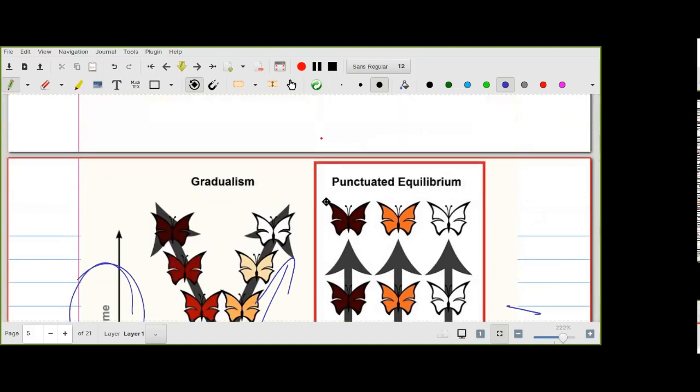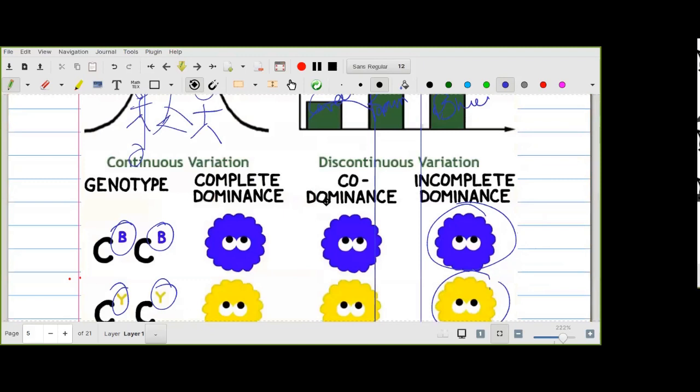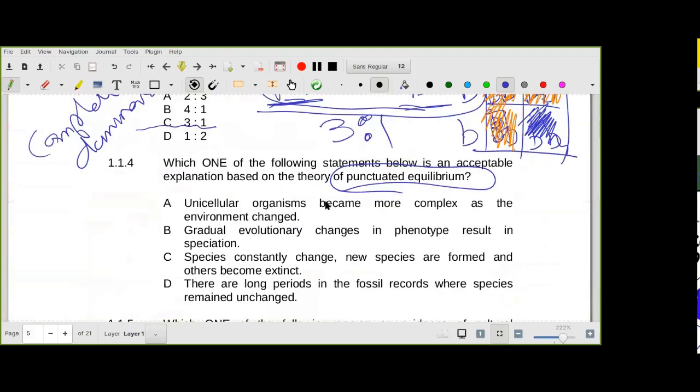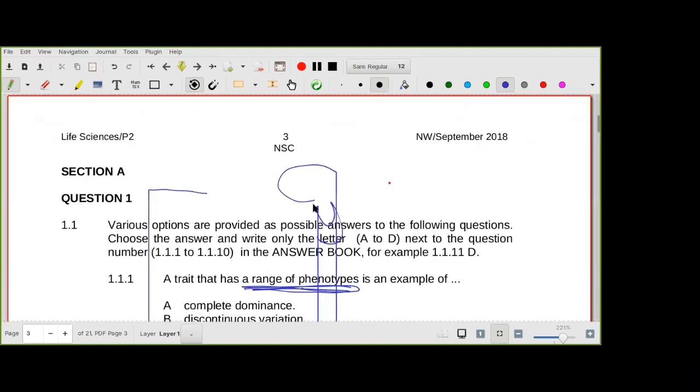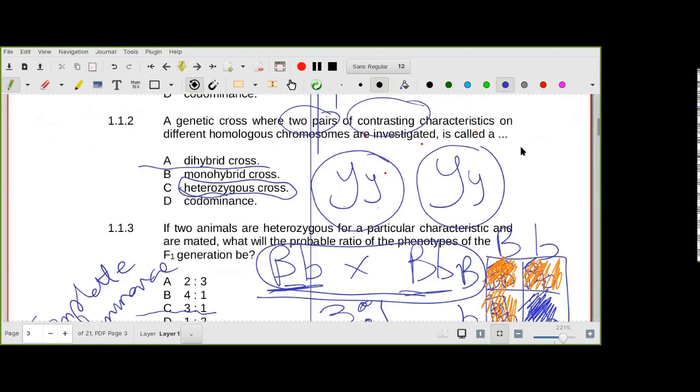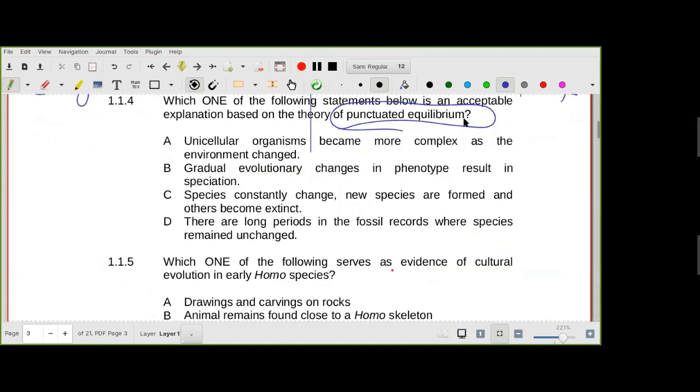Okay, so in this case, let's take a look at the question. Which one of the following statements below is an acceptable explanation based on the theory of punctuated equilibrium? A, unicellular organisms become more complex as the environment change. Okay, that's, yes, it could work. Probably not the most correct answer. But yeah, I can suit this to punctuated equilibrium.